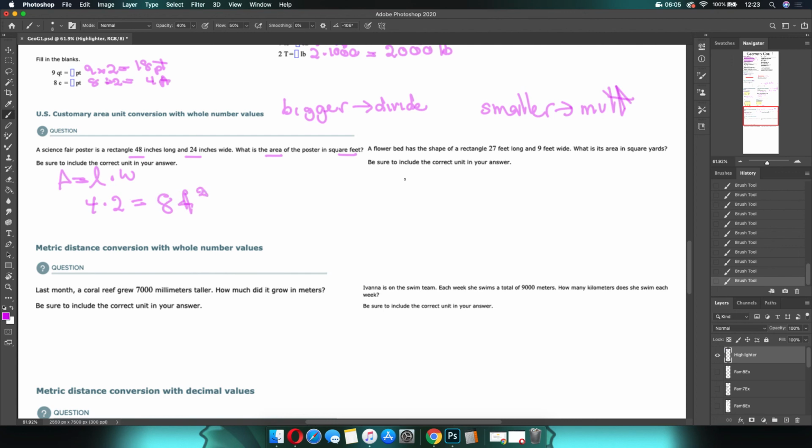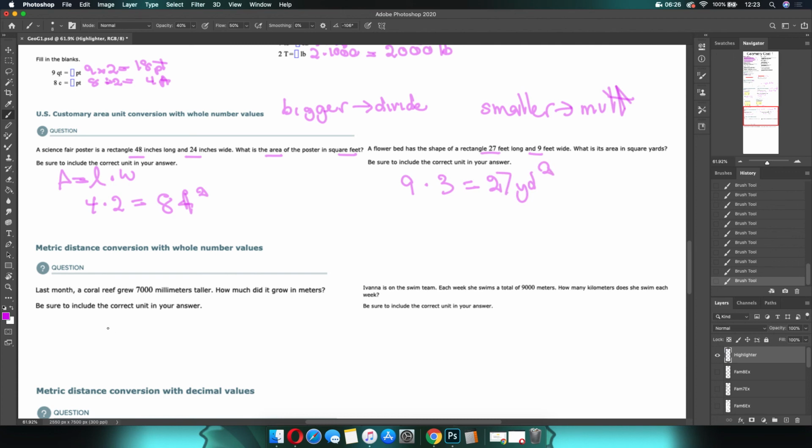Next one, flower bed. Here we have it in feet and feet. What is it in square yards? We're going bigger, so we're going to divide. 27 divided by 3 is 9, and then 9 divided by 3 is 3. What's our answer? 27 yards squared.